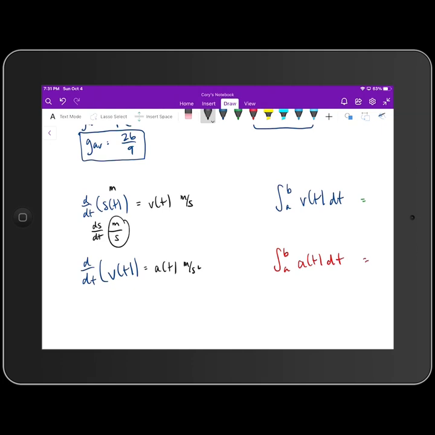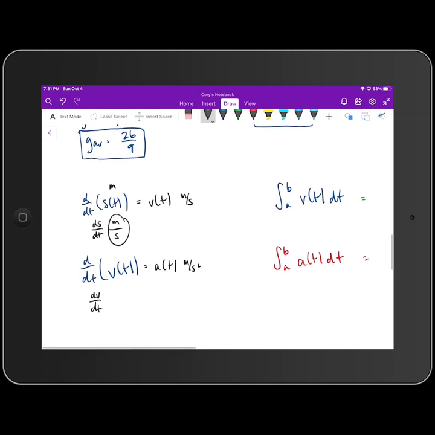Well, the reason the unit of measure is meters per second squared is I can write the derivative of the velocity function as dv/dt. The unit of measure for velocity is going to be meters per second divided by the unit of measure of time, which is in terms of seconds. So that's going to be meters per second, or meters per second squared.